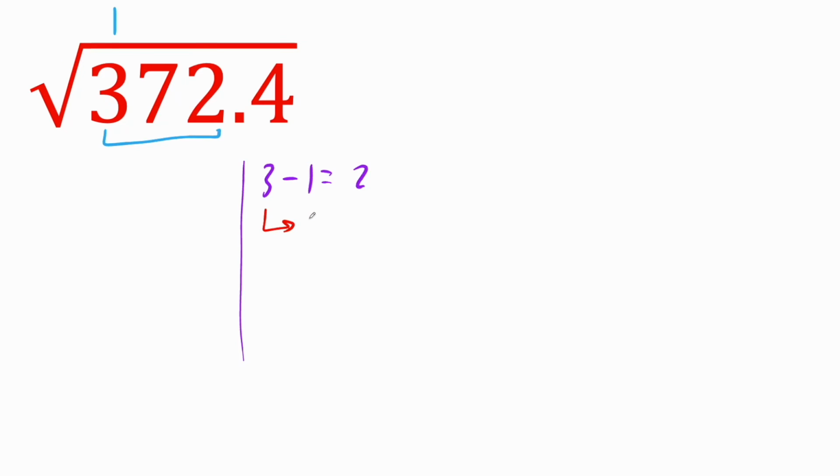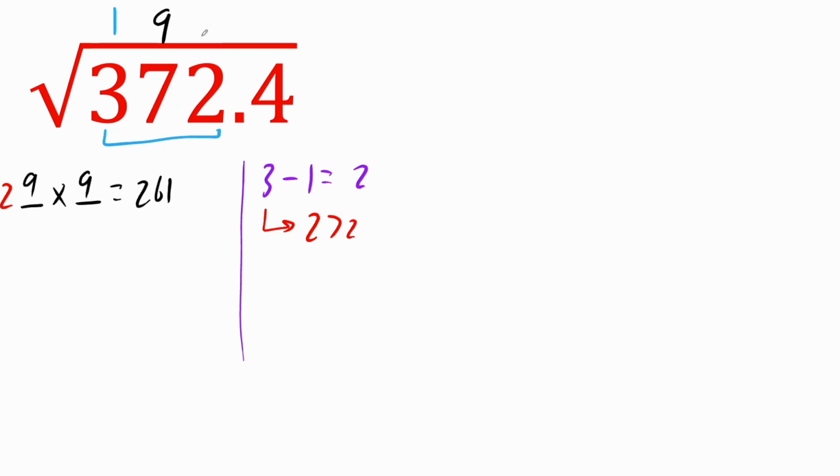Now we take the next 2 digits. So we have 272. And now we take this piece, we double it, we get 2. Our placeholder number times the placeholder number. So I'm going to go ahead and put 9. 29 times 9 is going to give us 261, very close to it. And so I can put a 9 right here.